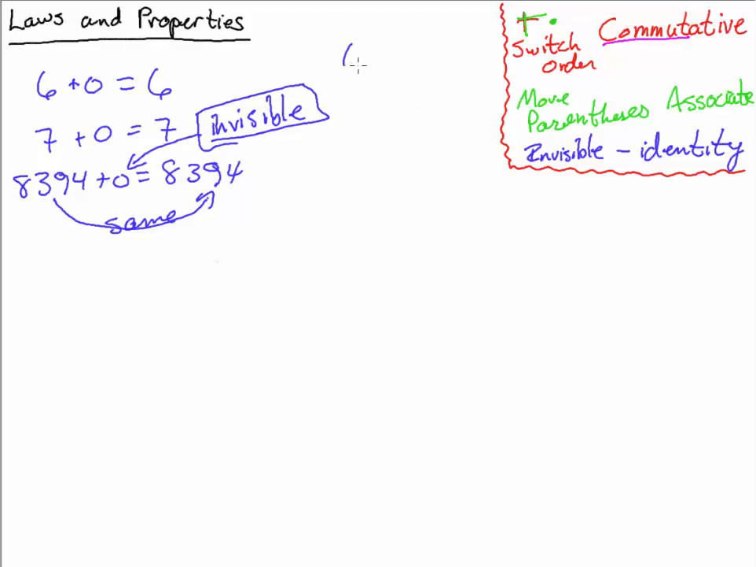Well, what does that in multiplication? 6 times what equals 6? Well, it's a 1. 7 times 1 equals 7. 8,394 times 1 equals 8,394. So in this case, 1 is the identity with multiplication. 0 is the identity with addition. So with addition, it's 0. With multiplication, it's the number 1. And that's the identity. And the final one.